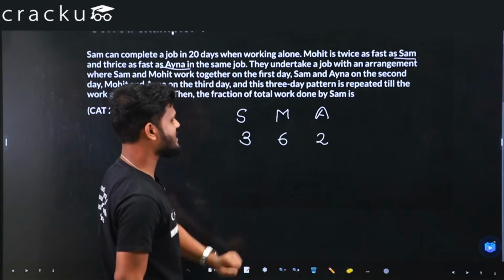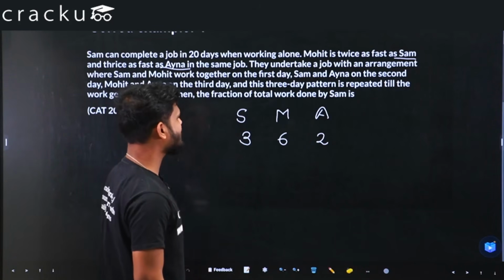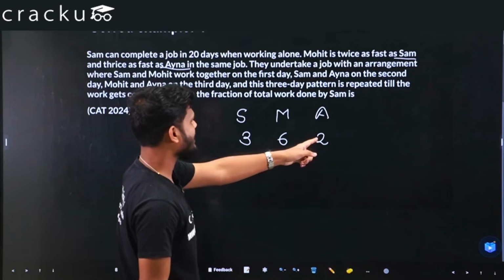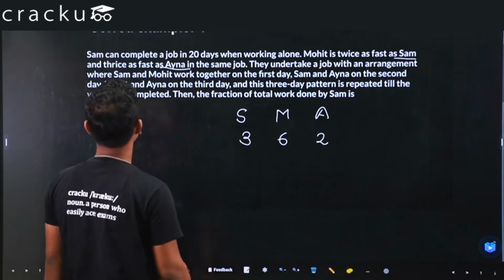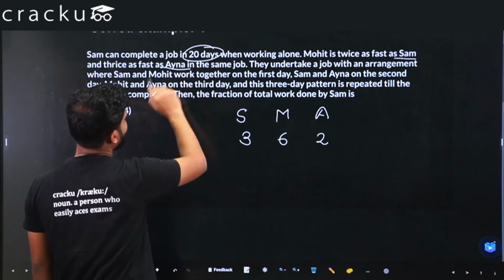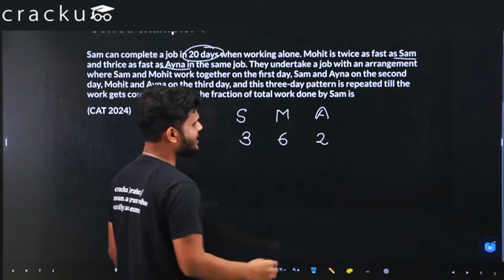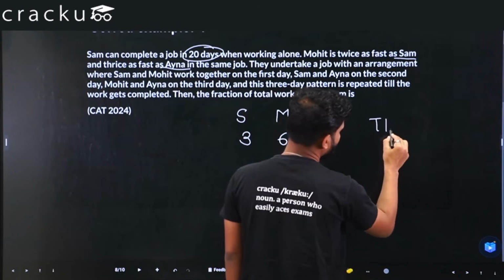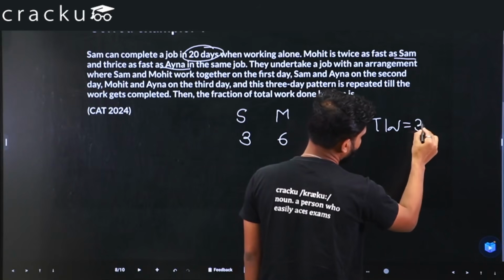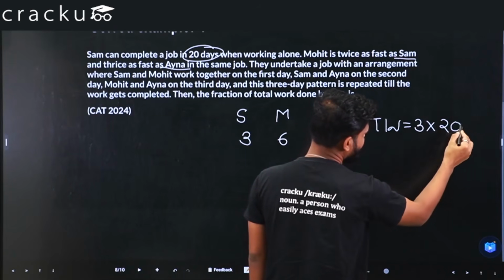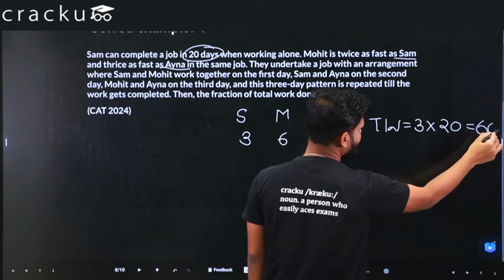So Mohit's efficiency is 6 units per day, Sam's efficiency is 3 units per day and Ayana's efficiency is 2 units per day. Sam can complete the work in 20 days. So this is 3 units per day into 20. So total work will be 3 into 20, which is 60.